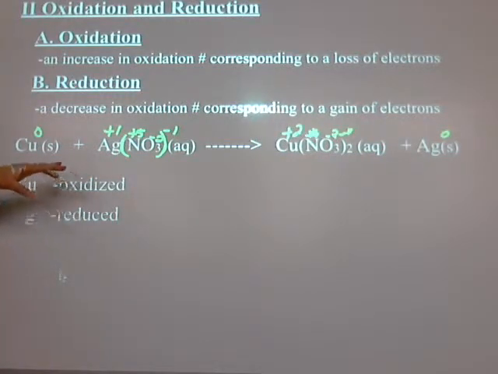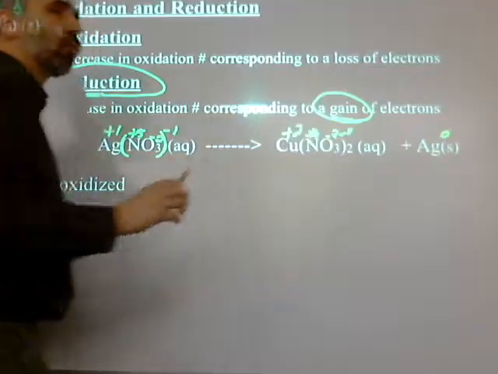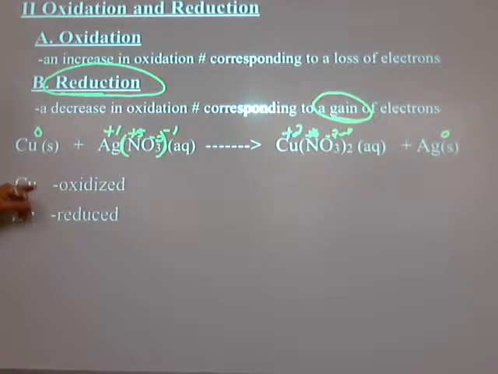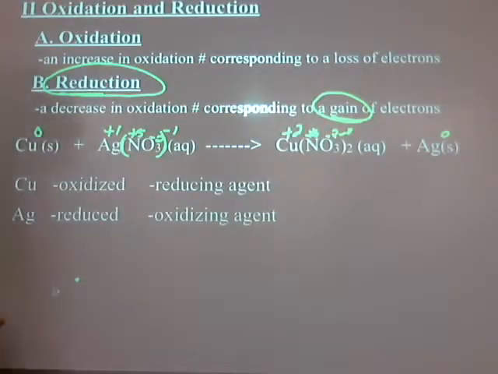But here's the next confusing part. If it wasn't bad enough that I had to remember that reduction means you're actually gaining electrons, it's even worse for this. Copper was oxidized, but he's called the reducing agent. Silver was reduced, but he's called the oxidizing agent. Now, let me see if I can explain to you why that's the case.